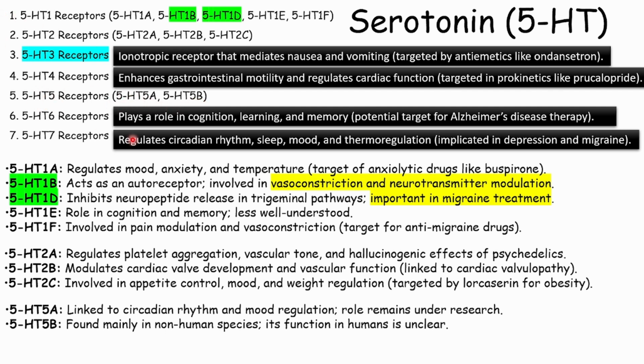All these receptors are G-protein coupled receptors except for the 5-HT3 receptor, which is an ionotropic or ligand-gated receptor. As you can see, I have mentioned all the functions of the receptors. If I talk about 5-HT1A, it regulates mood, anxiety and temperature. The target drugs are anxiolytic drugs like buspirone. Then we have 1B, which acts as an autoreceptor involved in vasoconstriction and neurotransmitter modulation. Similarly, 1D is important for migraine treatment.